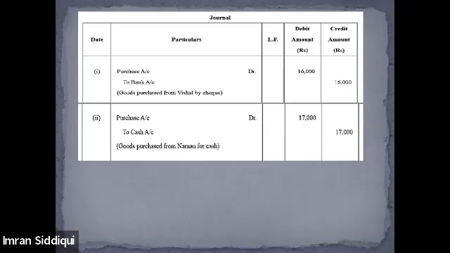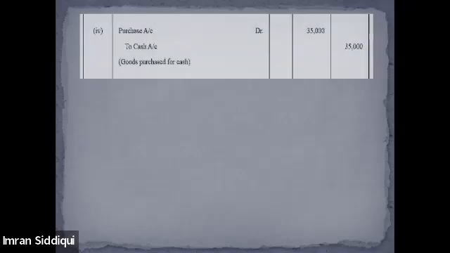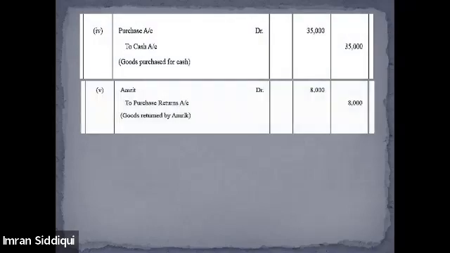Tell me the next entry, Vanisha. So purchases account debit to Amrit account. Purchase account debit to Amit account. Yeah, that is right. Next entry, Pratika. Purchases account to cash account. Purchases to cash. Good. Next entry, Vanisha. Amrit account debit to purchase return account. Amrit to purchase return account. Yes, right. Next one, Vanisha.